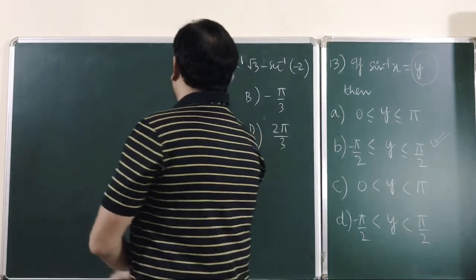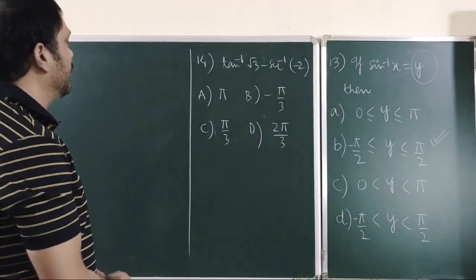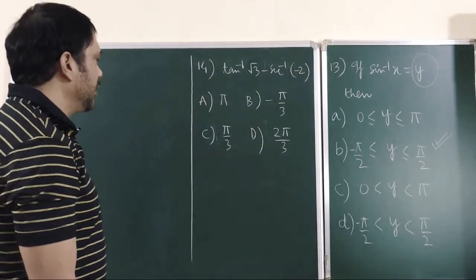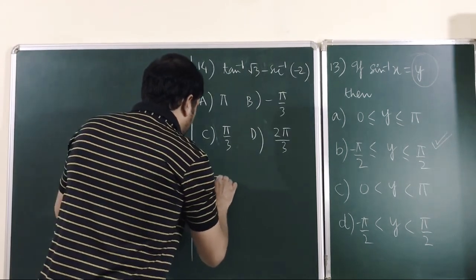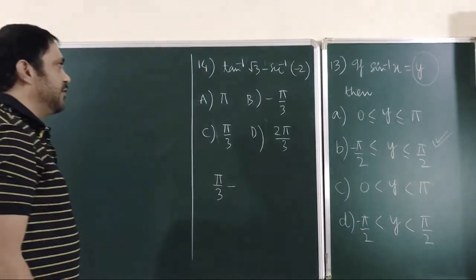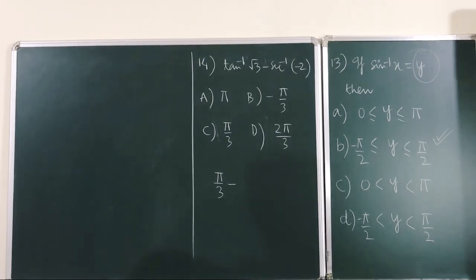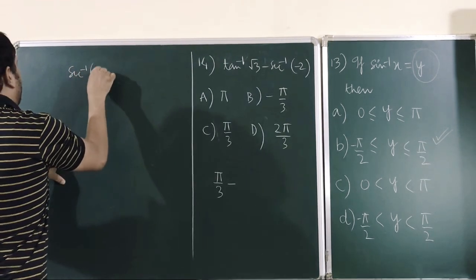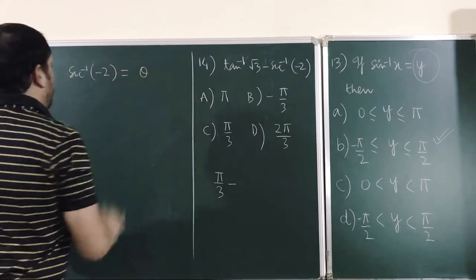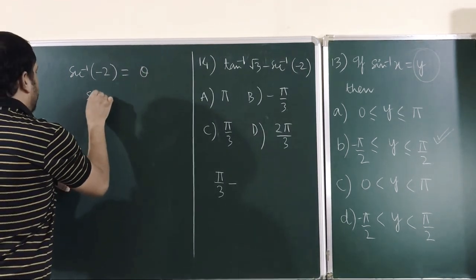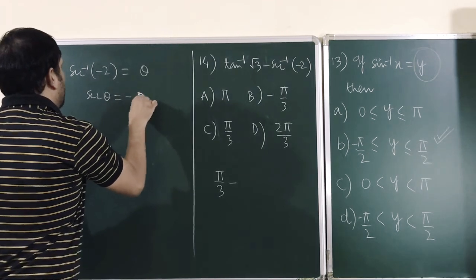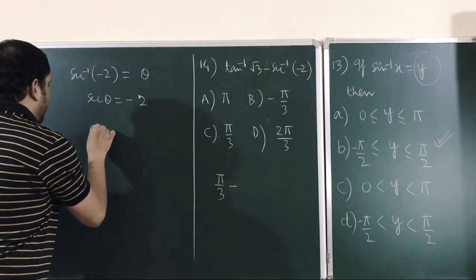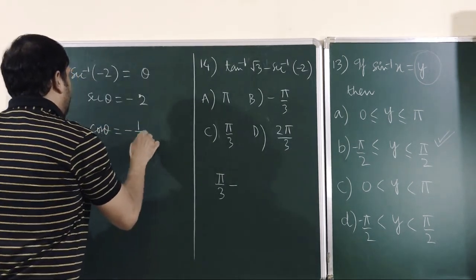And question number 14, the last problem of exercise 2.1: tan inverse of root 3 minus sec inverse of minus 2. So tan inverse of root 3, you know, is pi by 3, minus sec inverse of minus 2. Now sec inverse of minus 2, we'll write it equal to theta, right? So we can write sec theta is equal to minus 2. Clear? And we know sec theta is the reciprocal of cos theta, so we can write cos theta is equal to minus half.